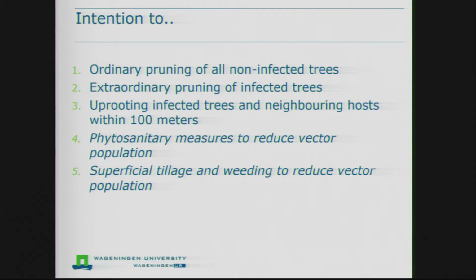Well, within this study, intention was measured for those containment measures that were implemented during the summer of 2016, consisting of ordinary pruning of non-infected trees as a preventive measure, the extraordinary pruning of infected trees, the uprooting of infected trees and neighboring hosts, and the measures related to the vector population, indicated by the last two on the slides. Well, due to time restriction, I will only focus on the intention with respect to the implementation of the first three measures as such.